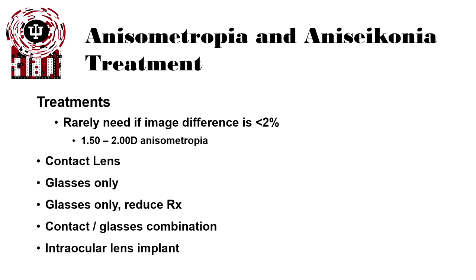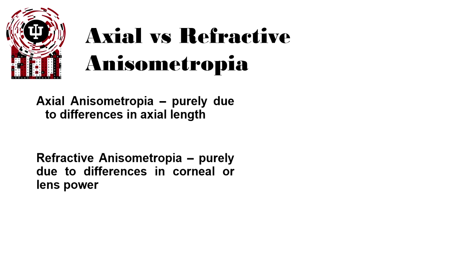Treating the situation is rarely needed if there's less than a 2% difference between the two eyes. This is usually around the 1.5 to 2 diopter range of anisometropia. We have some other options, though, to treat the patients if they do get above that 2 to 3%. Contact lenses, glasses only. We can also use glasses only and change the Rx or reduce one eye's prescription to actually minimize the anisometropia. We can use combinations of contact lenses and glasses or intraocular lens implants.